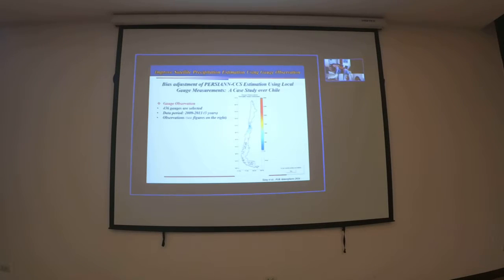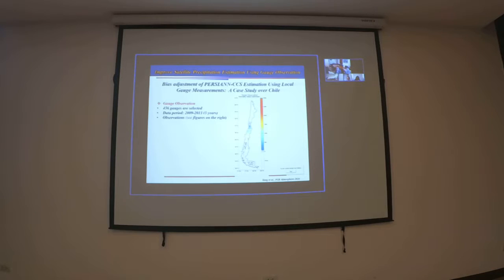So the study area I put over here. That is Chile, which has a really big latitude coverage of over 40 degrees, and longitude coverage of around 10 degrees. So you can see that. And the gauge network covers 456 gauges over this study area. And the study period is from 2009 to 2013, 5 years, for this type of experiment.